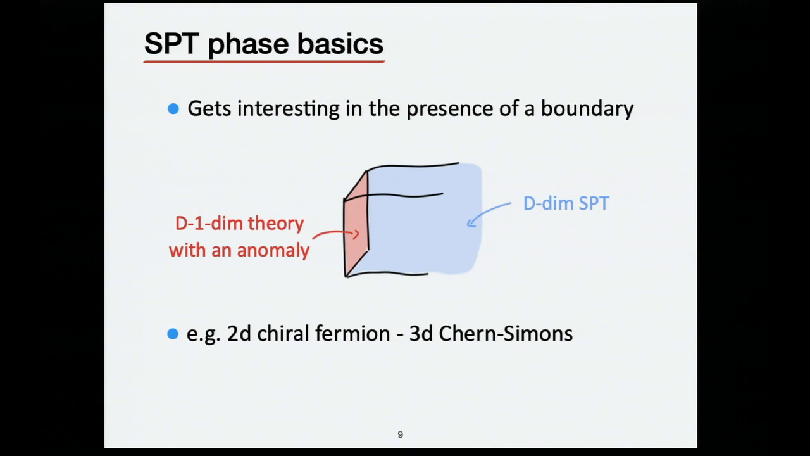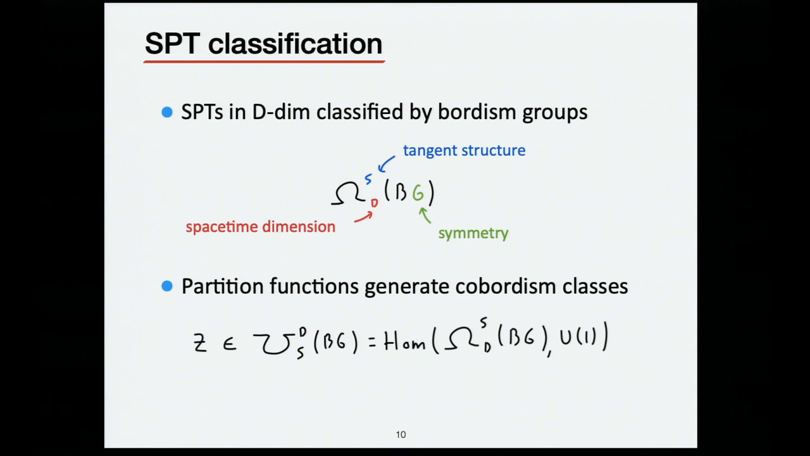So for a lot of people, this is a review, but we set up the stage. And then this can actually be classified, and the intuition is that you can stack these theories together and add some deformations, and it turns out that they form a group. D-dimensional SPTs are classified by bordism groups. These are equivalence classes of manifolds with some specified structure. For us, this specified structure will be maybe some symmetry, some G-bundle, and then some tangent structure. This could be a spin structure, an orientation, something that has to do with the tangent bundle.